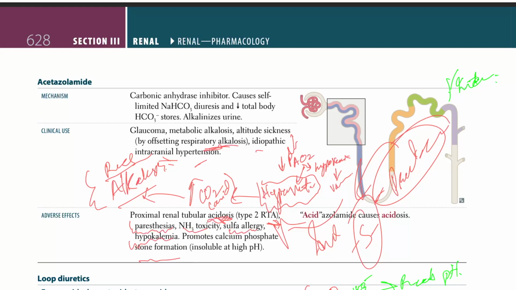Okay, we talked about calcium, how because of the high pH, it can cause calcium phosphate stone formation. So I guess that's pretty much all for acetazolamide.